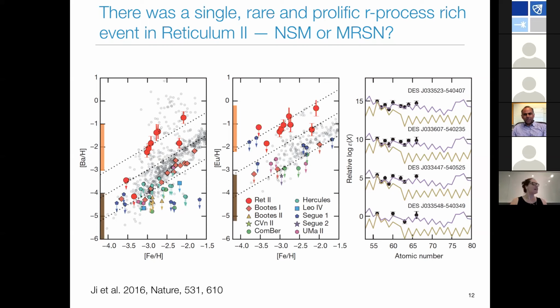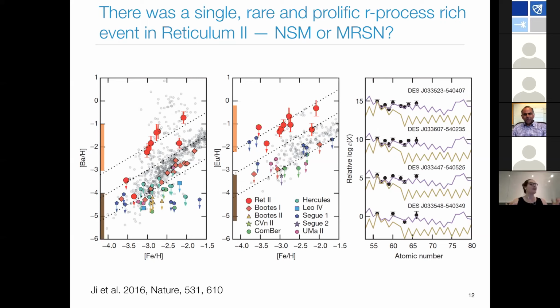And so what Alex discovered was that a group of stars in Reticulum II, shown in bright red, have elevated barium and europium compared to all the other stars measured in the other ultra-faint dwarf galaxies. Because we see this signal in Reticulum II and not in the other ones, it's an example that this is a rare event. And the magnitude of the increase implies it has a very large R process ejecta.